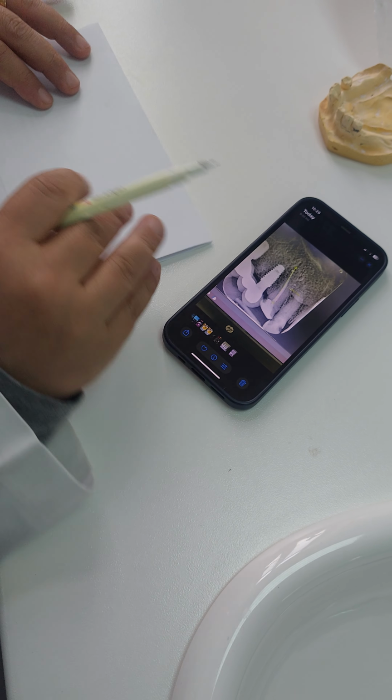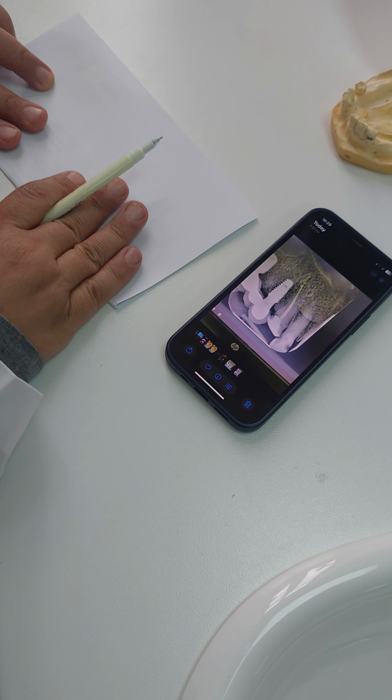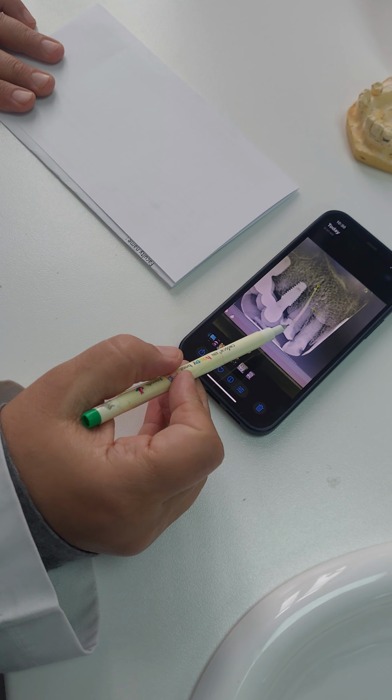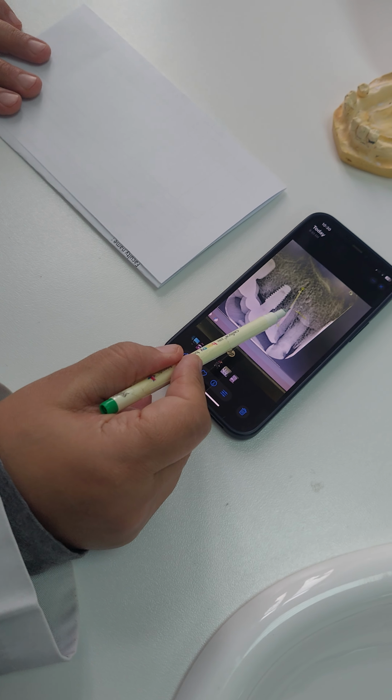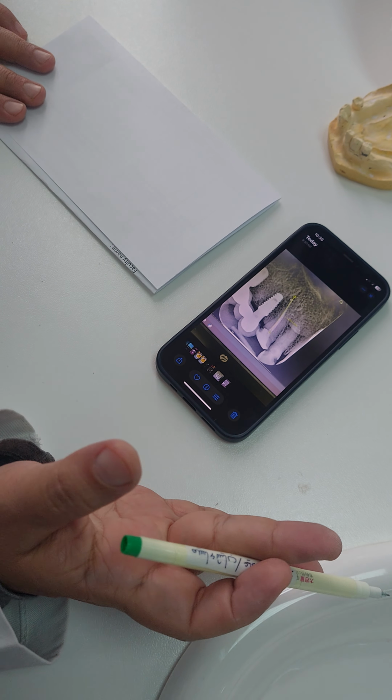Okay, this is a case where we're evaluating post length. The doctor was telling me that he could achieve like 15.7 millimeters before any curvature. So was this sufficient or not?